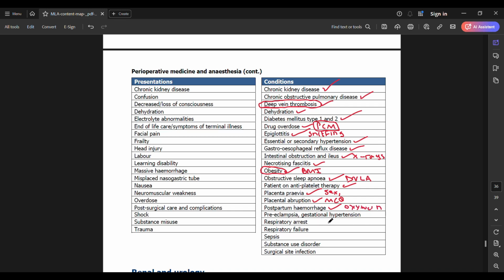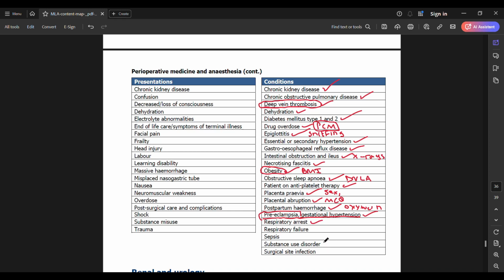Next, we have preeclampsia and gestational hypertension. Know the difference between the two. Know the management. Know how you're going to manage the patient. Know that you're going to admit the patient in the case of preeclampsia. Know that you're going to check for protein in the urine. Always do a urine dipstick. Very important. Very commonly shows up.